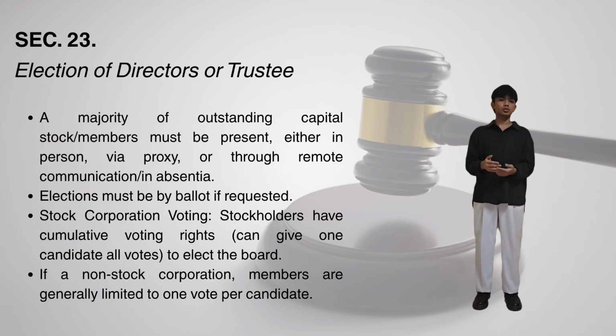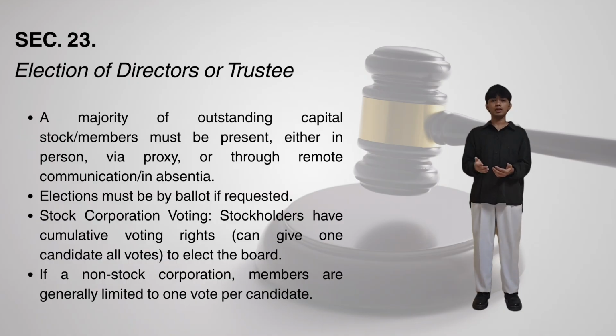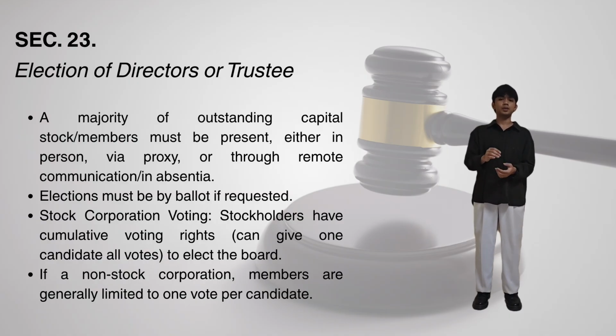Now we are covering Section 23, electing the Board of Directors or Trustees. Firstly, the right to vote is open to everyone. Every stockholder or member can suggest a qualified candidate. For the election to be valid, we need a majority quorum. That means most of the owners or members must be present. You can be present in person, by proxy, or both remotely. That is counted as present.